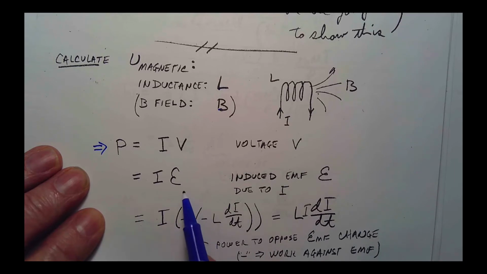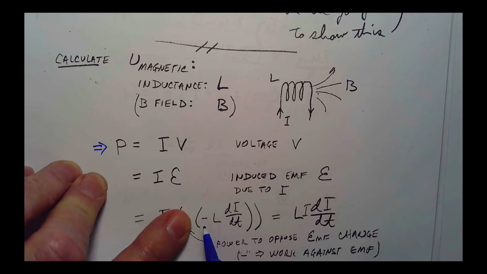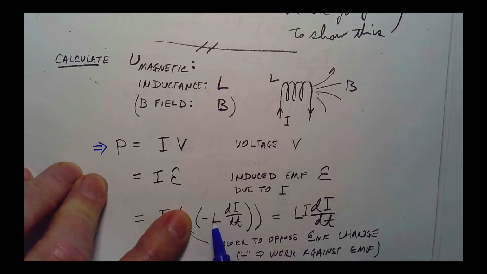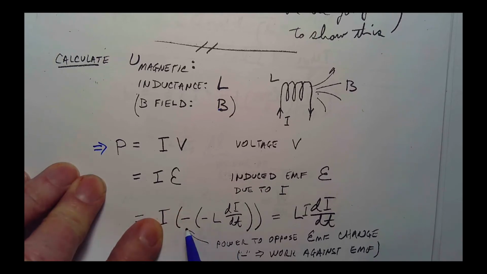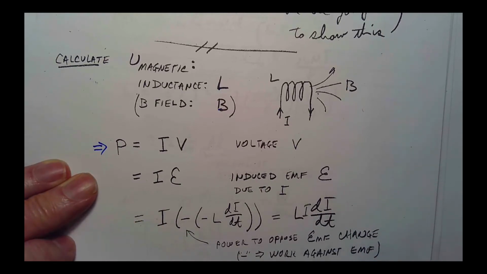What's the EMF for an inductor? It follows Lenz's law, that's that minus sign there, and follows Faraday's law. The EMF of an inductor is minus L di dt. And there's a minus sign here because of the work opposing the change. Remember that minus sign in the work energy equation?